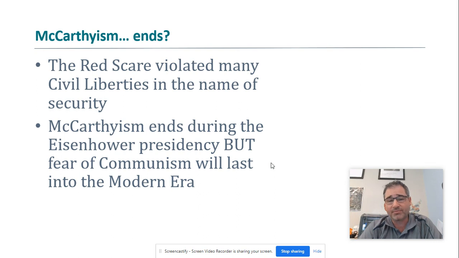McCarthyism ends during the Eisenhower presidency because he accuses the army of being full of communists, and Eisenhower puts him on TV in what are known as the Army-McCarthy hearings. And McCarthy looks like a bully and a drunk, and eventually he is discredited by people seeing what actually was happening. The fear of communists lasts well into the modern era, and is one of the ways that policies often get killed is by people calling them socialists. So this has a long history that's going to last into the modern era.